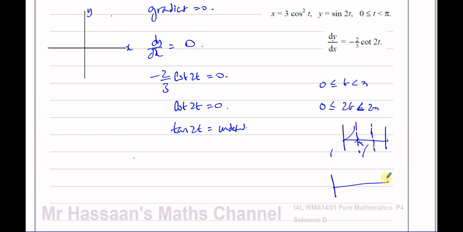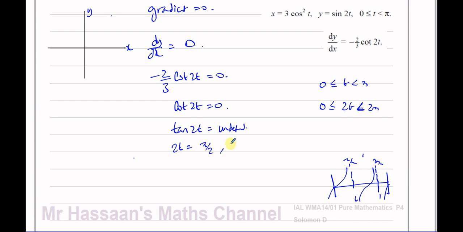Let's do it properly. The tan curve will look something like this, and then it will look like this, and then it will have this bit at the end. So this is 90 degrees, and that's 270, so that's pi over 2 and 3 pi over 2. At pi over 2 and 3 pi over 2, the tan curve is undefined, as we should know from its curve. So we can say that 2t is equal to pi over 2 and 3 pi over 2. Those are the two places where the tan curve is undefined. That means when t is equal to pi over 4 and 3 pi over 4.